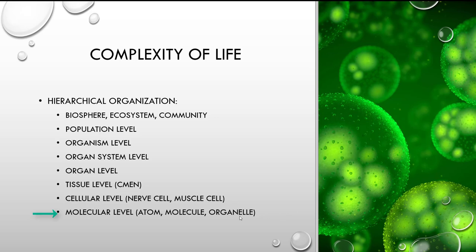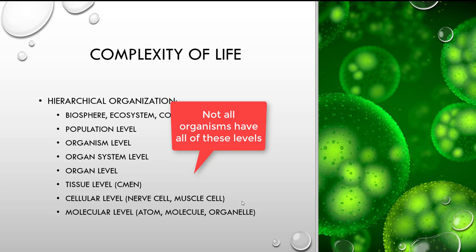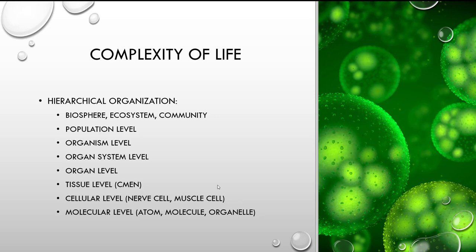So inside our cells, we have things called organelles. So those are like the organs of a cell. And then from there, the organelles are made of molecules, and molecules are made of atoms. So we're going to talk about these, but just realize when we go through the hierarchical organization of life, note that not all organisms have all of these levels. So for example, a single-celled organism, since it's only one cell, will not have an organ system, an organ level, or a tissue level because it's simply one cell. So just be aware of that, okay?